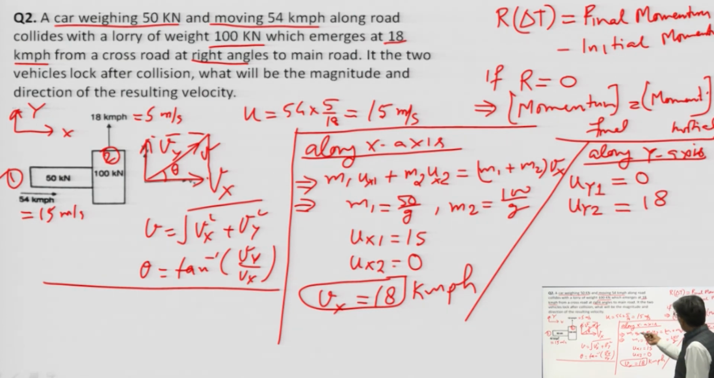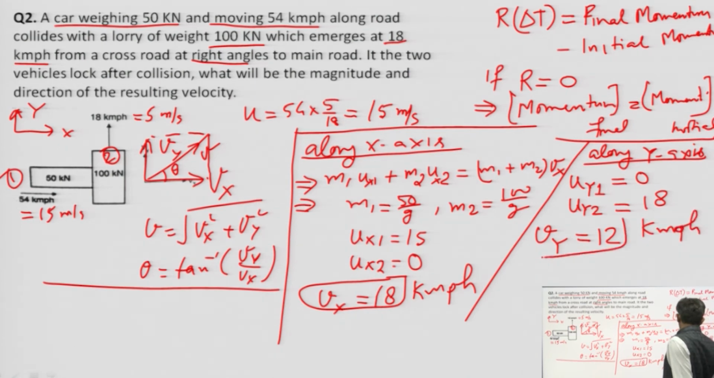Now, we have m1, m2, and this one component. So, we can calculate the value of Vy very easily, and after solving we are getting this as 12 kilometer per hour.